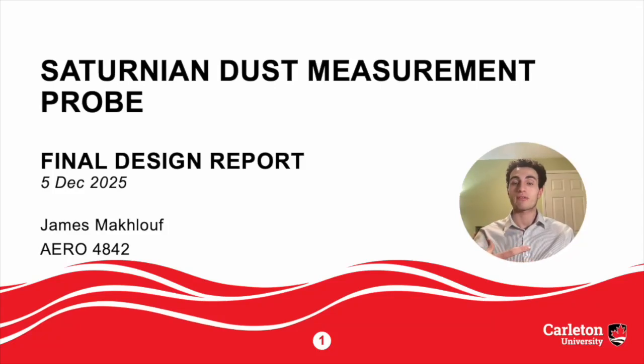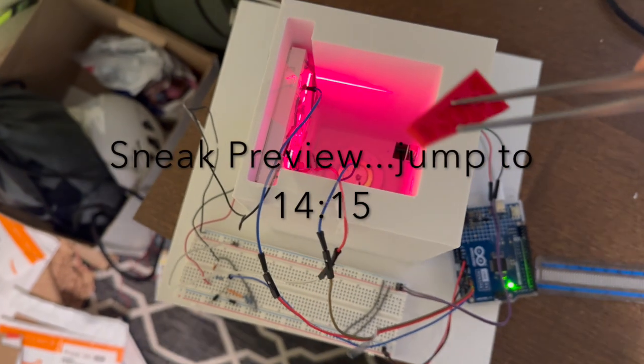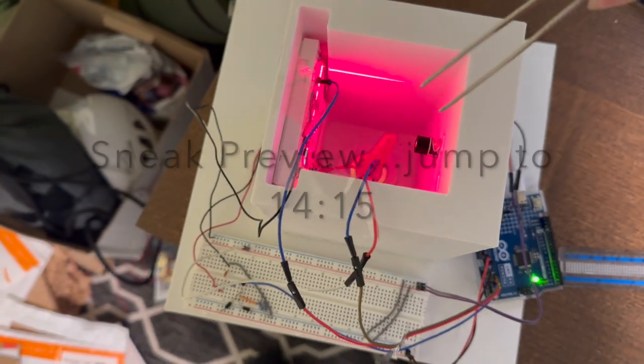For the AERO4842 design project, I have designed, built, and experimentally tested a prototype Saturnian Dust Measurement Probe, capable of measuring space dust mass and velocity. In this video presentation, I will cover the design of the prototype, sensors used, as well as the relevant signal processing. Finally, I'll perform a live demonstration illustrating the sensor's ability to measure particle mass and velocity. To jump ahead to the experimental demos, just jump to 14 minutes and 15 seconds.